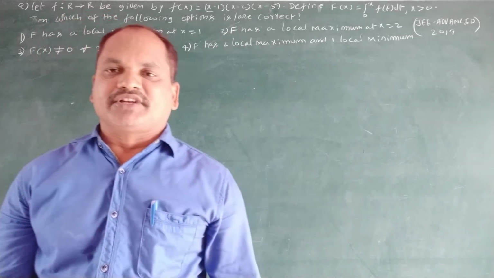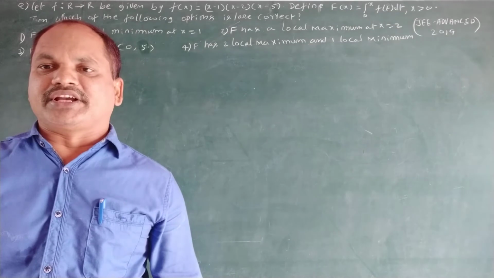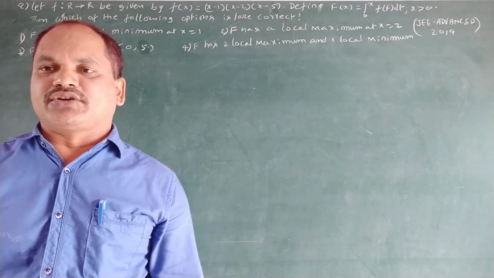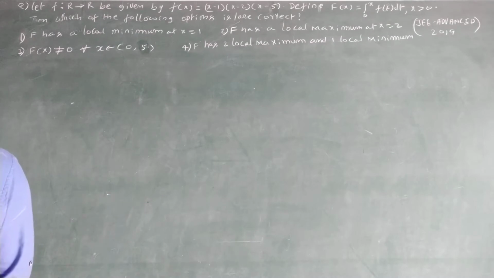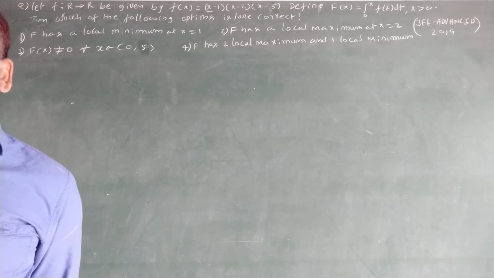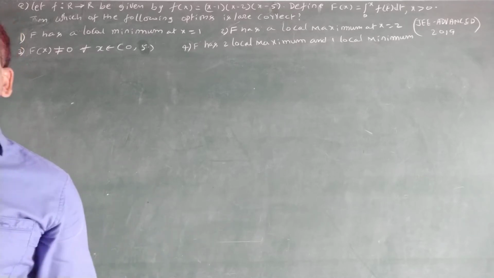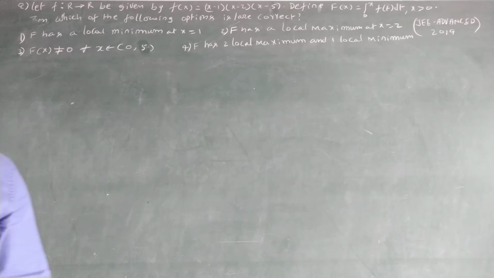Okay, dear students, observe the question. Let f from capital R to R be given by small f of x is equal to (x minus 1)(x minus 2)(x minus 5). Define capital F of x is equal to the integral from 0 to x of f of t dt, where x is greater than 0. Then which of the following options is/are correct?